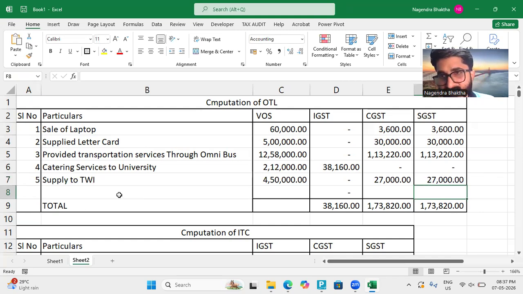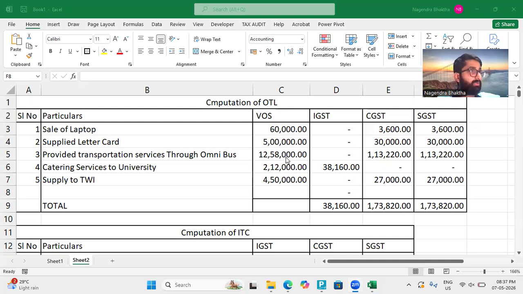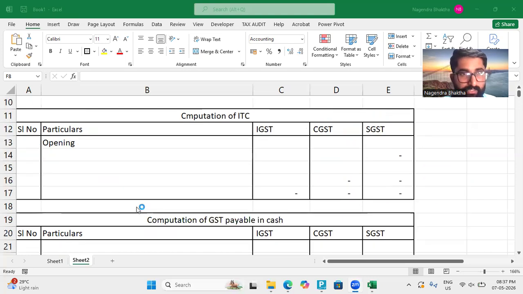Please remember, while writing the answer in the exam, please add the note also. Please do add the note. So if you don't add the note, you will not get the marks. I have not added the notes here, but you have to add the note. What you will write for the notes? That is the provisions. Provisions you need to write in case when you are writing the notes. Provisions are very important. Now we will calculate the ITC.